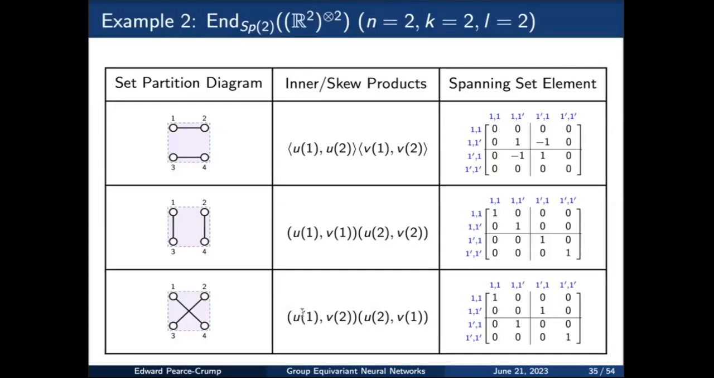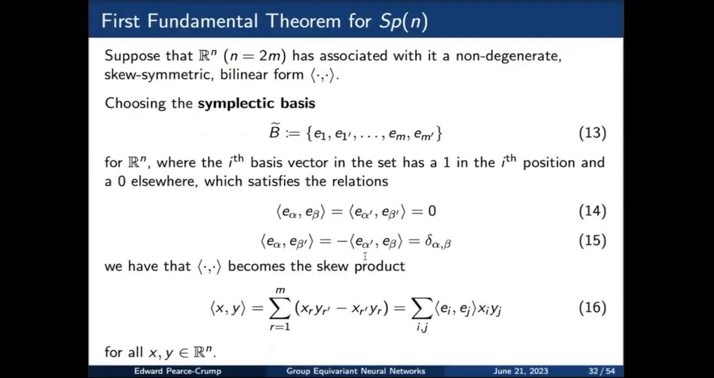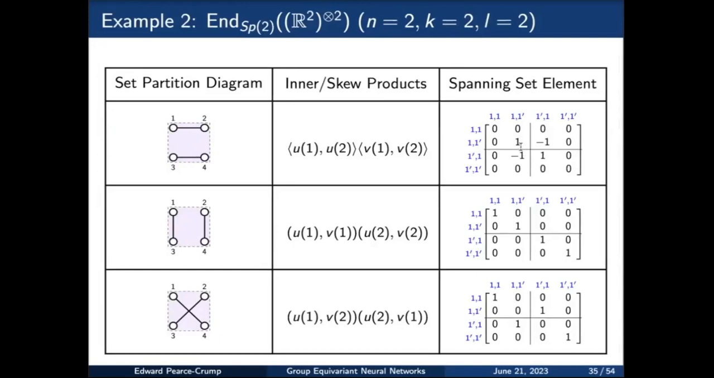And so again, if we take the same example, but now we're looking at SP2 equivariance, we can find all the products again, do the same thing as I said before, or we can look at these diagrams and then find the spanning set element. But notice here that the only one that's changed from the previous example is this top line, and that's because these are now skew products. And so how to find these elements? Well, either the formal way, which is to expand the skew products and apply the relations that I presented here, and you pick off the appropriate entries.